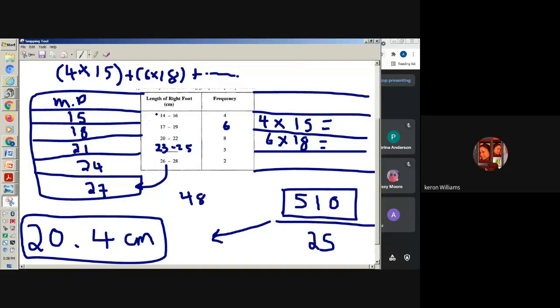Like how you have it here, the distance, the frequency, and then the midpoint. Well, it's not really called anything. It's really the frequency, the product of the frequency times the midpoint. And then you find the sum of that. Okay. All right. Thanks.